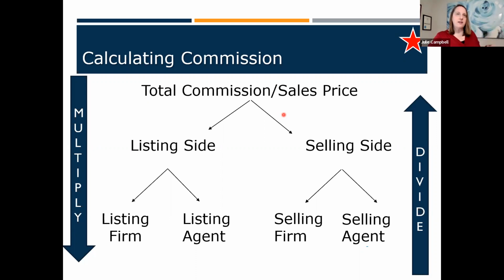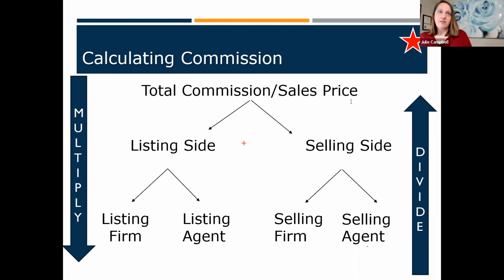Despite what the split is, this is a fantastic place to stop and check yourself. Because no matter what the split is, 50-50, 60-40, 80-20, whatever it is, the selling side plus the listing side will always equal the total commission. So if you're not sure if you did your split right, the listing side plus the selling side will always equal the total commission.